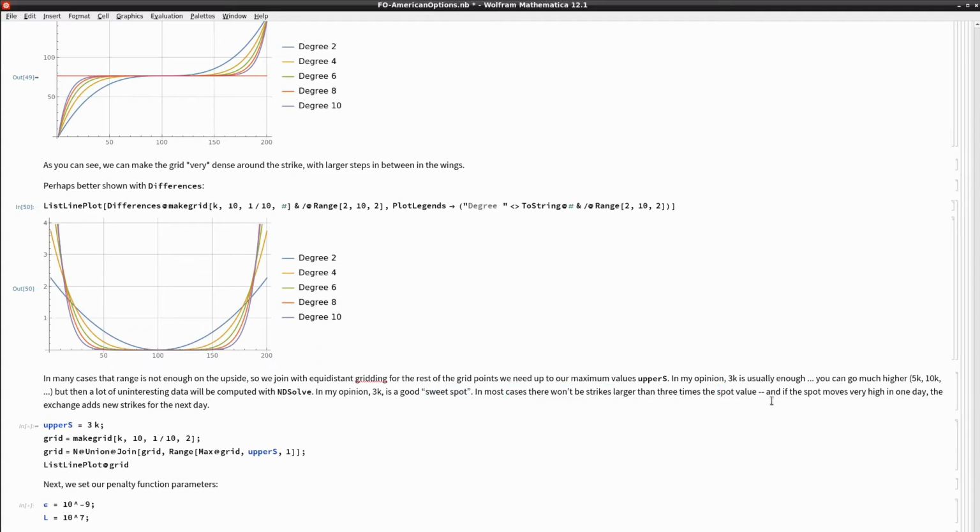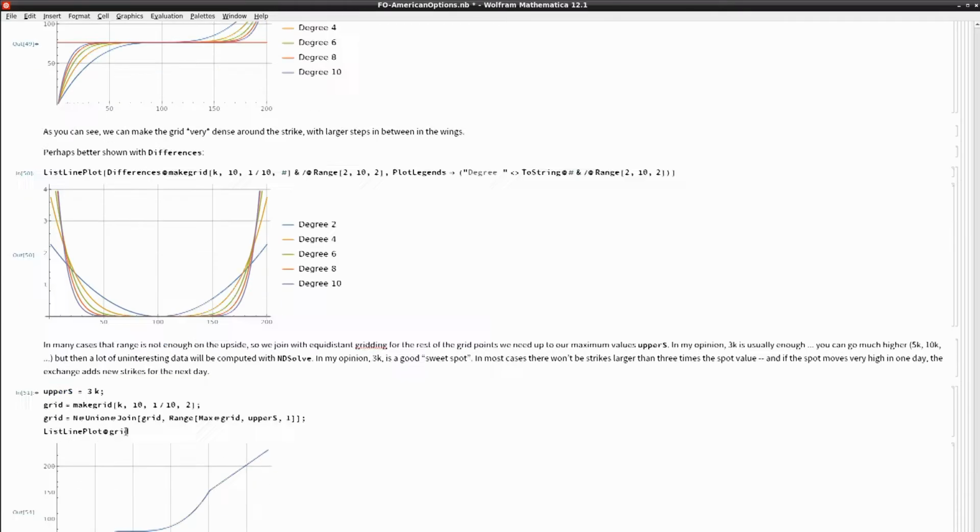And if you really have a day where the stock price moves up a lot, then the exchange will add new strikes, higher strikes the next day. The exchanges will usually provide plenty of strikes on the upside. And when you have a large up move, then you get new strikes the very next day. So I think 3K is a good practical upper limit, a good trade-off between precision and efficiency. So let's define our upper S as 3K.